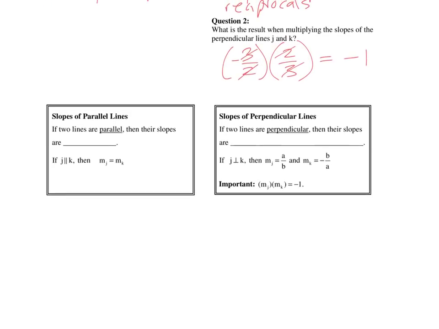So let's complete the properties below here. Slopes of parallel lines. If two lines are parallel, then their slopes are, keyword is equal. And slopes of perpendicular lines. If two lines are perpendicular, then their slopes are opposite reciprocals. All right, and here's the symbol for perpendicular. And once again, if you multiply the slopes of perpendicular lines, the result is negative 1. That can help you sometimes if you're trying to figure out the slope of one of the perpendicular lines.